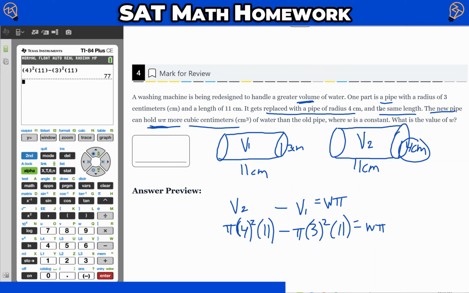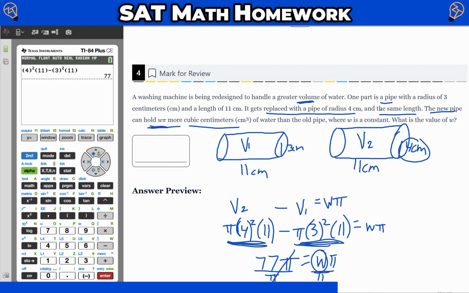Okay, so it's kind of like if I said, well, what if I have 5x minus 2x? Well, it's 3x. Same thing here. I have whatever pi this is minus whatever pi this is. It's going to be equal to 77 pi. And on the right side, we have W pi. So we could get W by itself by dividing both sides by pi. And I get my answer is 77.